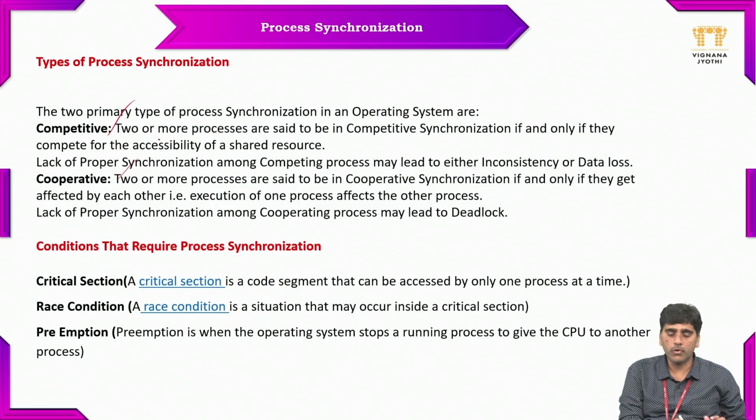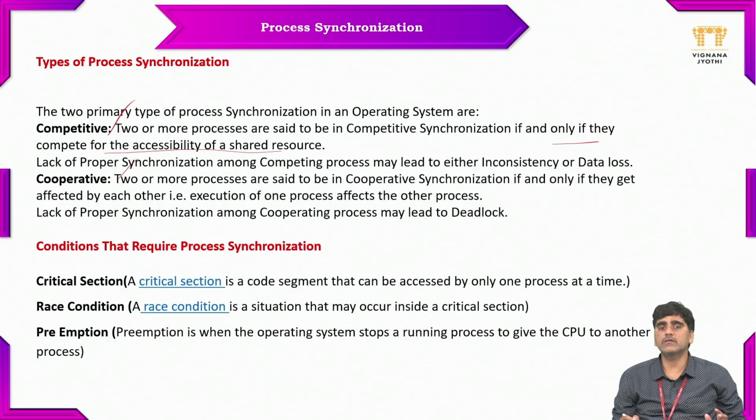Two or more processes are said to be in competitive synchronization if and only if they compete for the accessibility of shared resources. Just like in a running race or bike race, if two parties are competitive in the race, they are ready to compete for access to the shared resources. Here it is the same: two or more processes are in competitive synchronization if and only if they compete for the accessibility of shared resources.